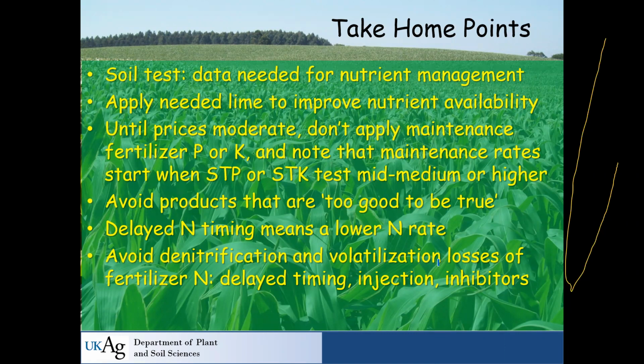Avoid products that are too good to be true. And delayed timing on a crop like corn can mean you can use a lower nitrogen rate. And avoid losses that you can observe, particularly in corn and sometimes in forages with a urease inhibitor. Avoid those by either delaying the timing, injecting it in corn, which you can do, or using inhibitors.